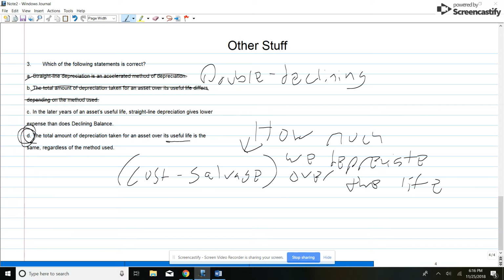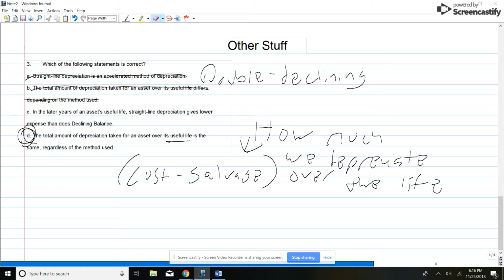Now the amounts from year to year are going to be different depending on what method you use, but all in all, over the life, you're going to depreciate the depreciation base for every method you use. So that was the first point that I wanted to make.